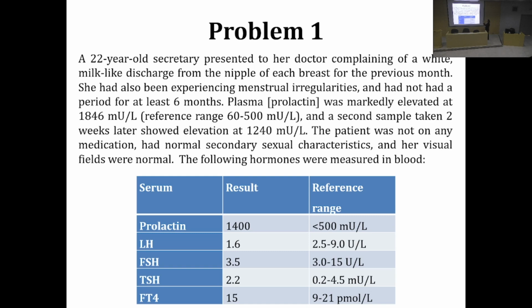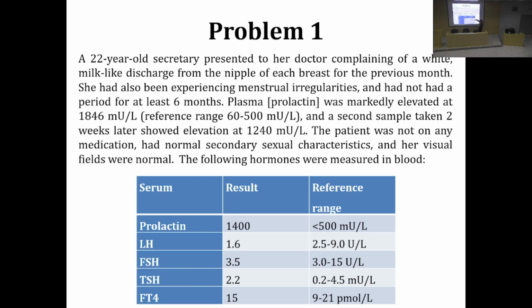So a 22-year-old secretary presented to her doctor complaining of white, milk-like discharge from the nipple. What did we call this condition? Galactorrhea. All right, for a month. She is also experiencing menstrual irregularities and had not had a period for 6 months. When you looked at plasma prolactin levels, it showed 1,846, and then a second sample, 1,240. I guess they pooled it here.